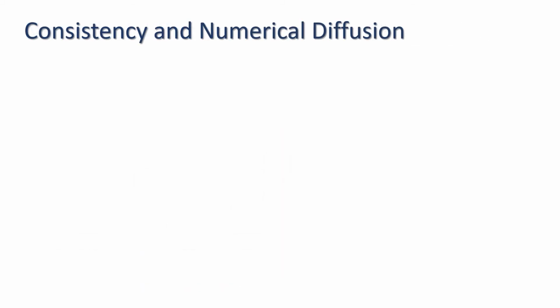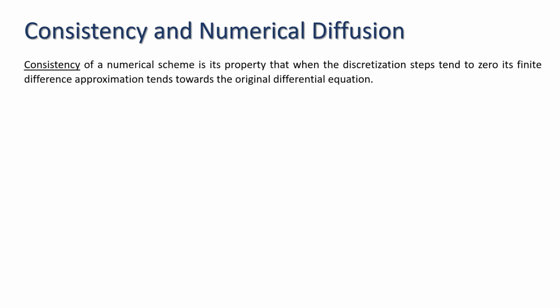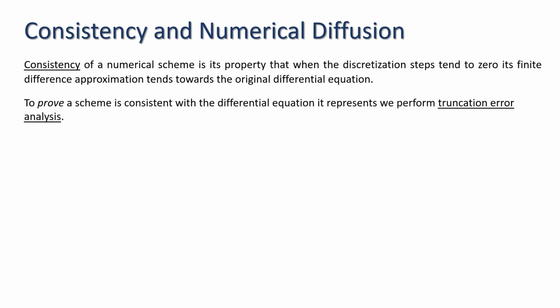In summary then, consistency of a numerical scheme is its property that when the discretization steps tend to 0, its finite difference approximation tends towards the original differential equation. In other words, its truncation error disappears when the discretization steps tend to 0. Thus, if we want to prove that a scheme is consistent with the differential equation it represents, we have to perform a truncation error analysis, which we did for the first order upwind explicit scheme for the advection equation.